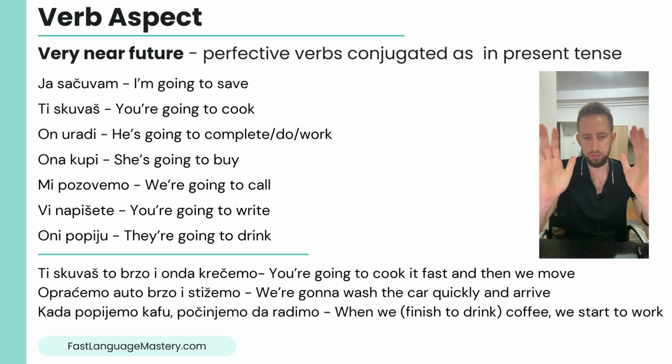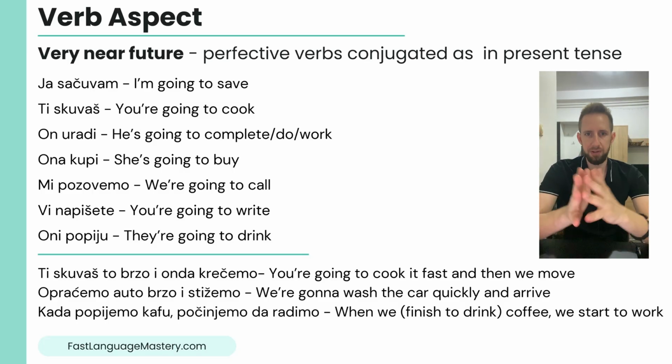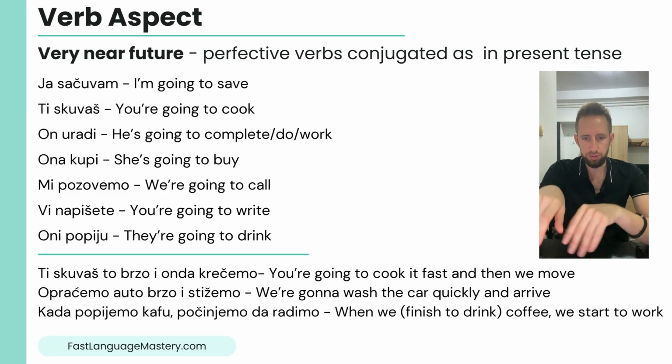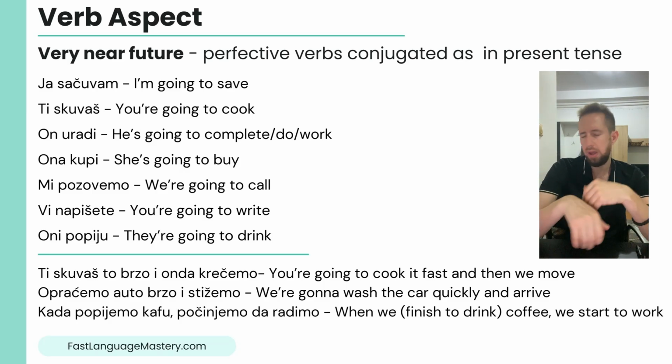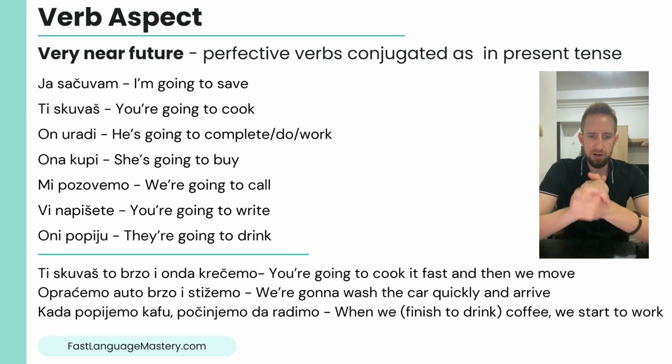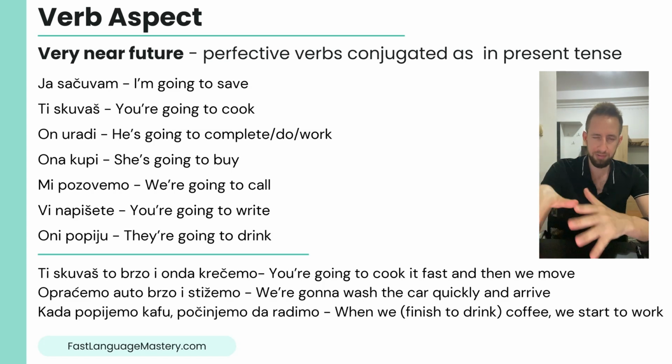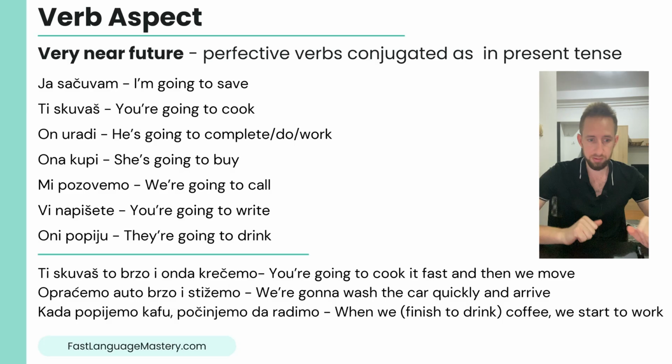It would be more correct to translate it like this. It's just how locals, how Serbians say this. Operećemo auto brzo i stižemo. We are gonna wash the car quickly and then arrive. Yeah, this is how local Serbians say this. It's not really a literal translation, but I hope you understand.